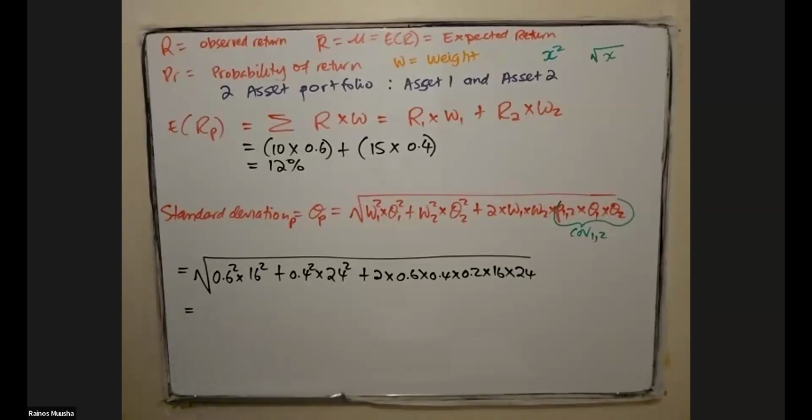So we're going to take a few minutes break until 3:35. In the meantime, can you please try to attempt this question and let's see how much you get. So we're taking a few minutes break until 3:35. Then at 3:35, we continue with this particular section in calculating the standard deviation of a 2-asset portfolio.